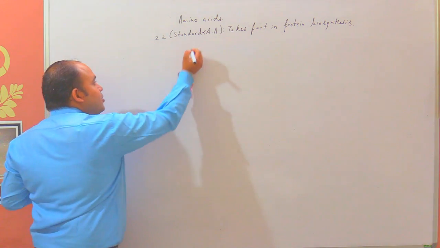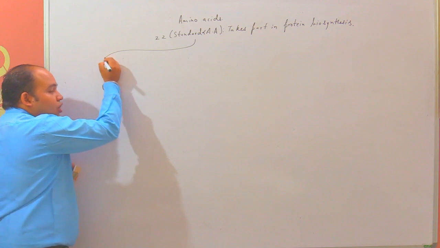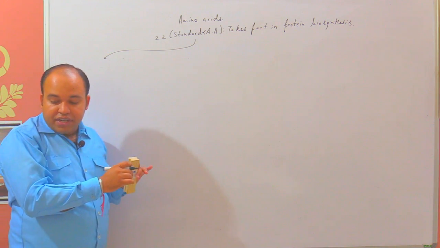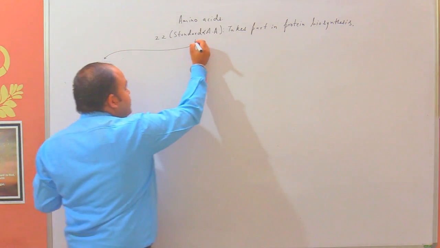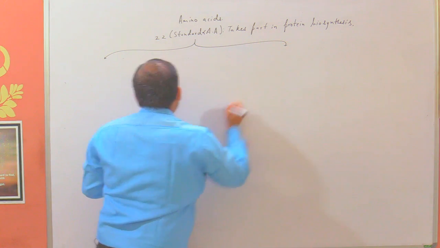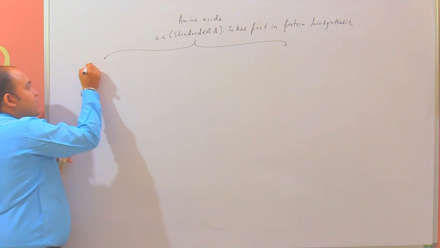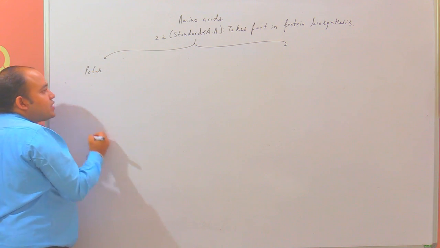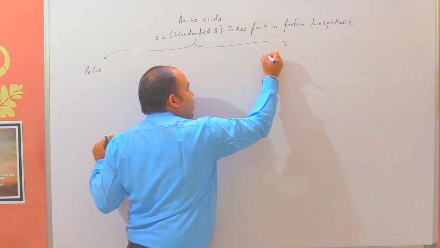That is why they are not included in the standard alpha amino acids. Now standard alpha amino acids can be classified or categorized into the following two different types. One is referred to as polar, another one is referred to as non-polar.